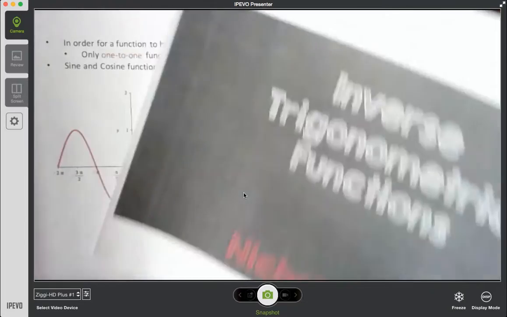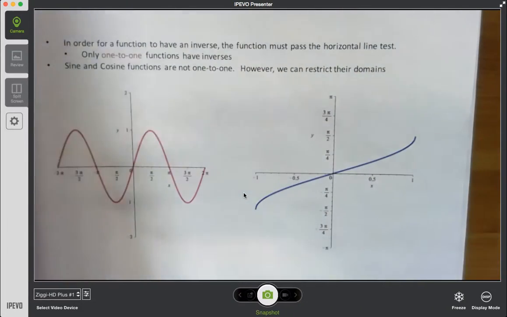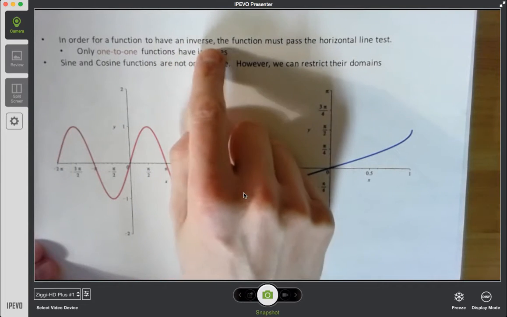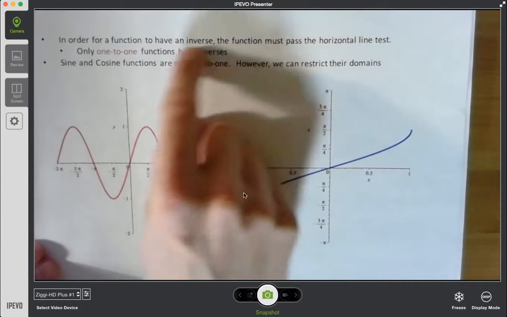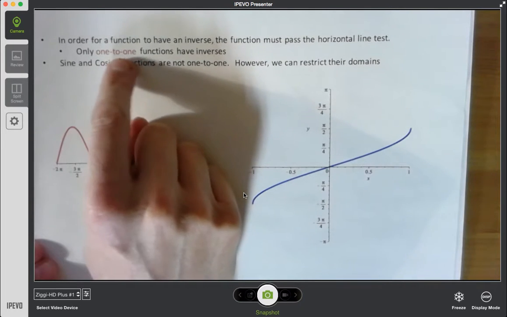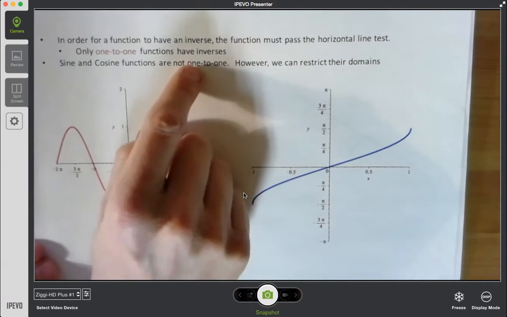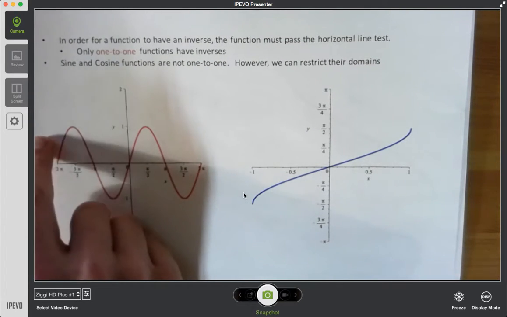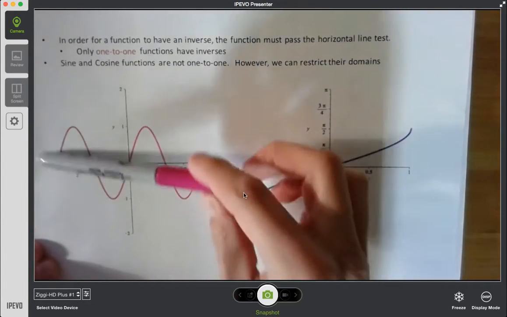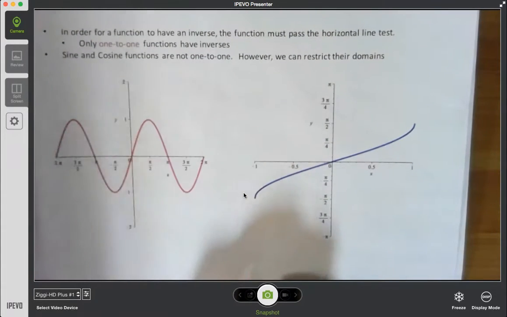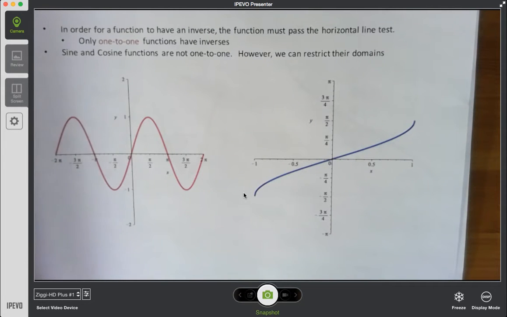Okay, so let's look at what we're going to be talking about here. Number one, in order for a function to have an inverse, remember it has to pass the horizontal line test. This only happens when functions are one-to-one; only one-to-one functions have inverses. And I want you to pay attention. Right here I've drawn the sine function. If I draw a horizontal line here, that function fails the horizontal line test. So it actually isn't one-to-one.